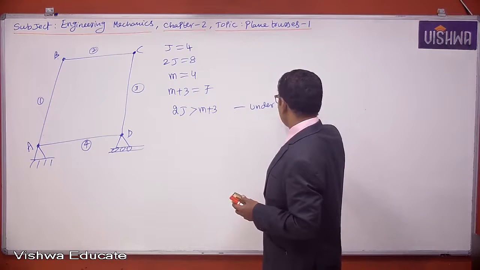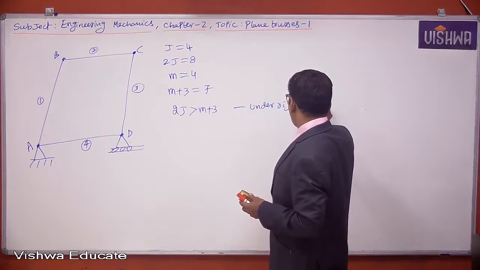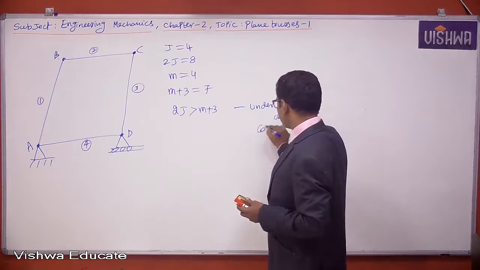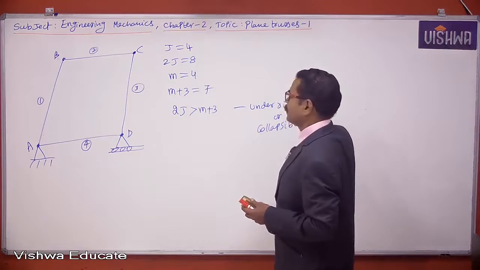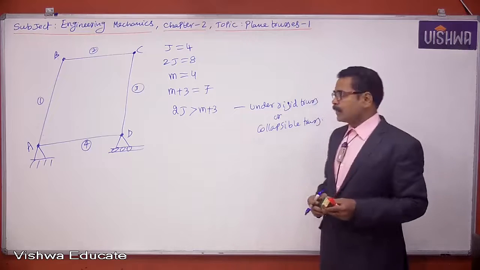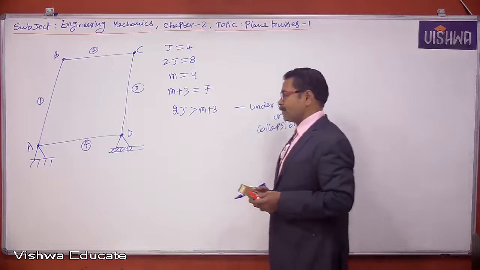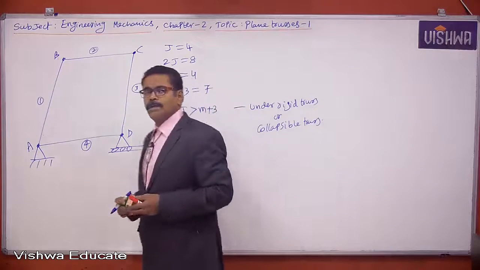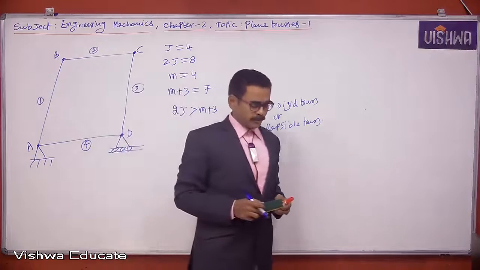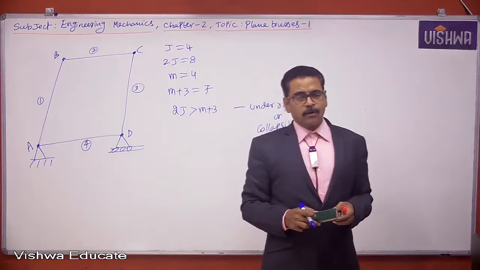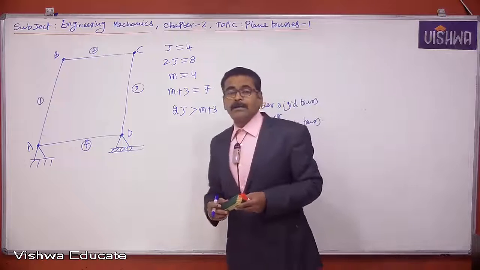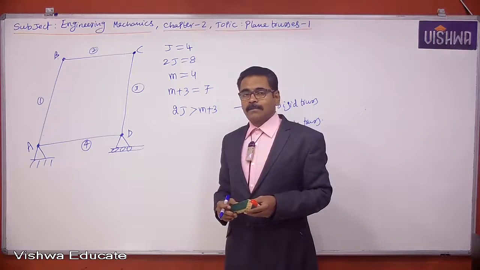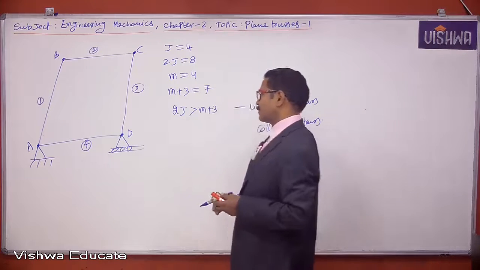Under rigid truss or collapsible truss. If you apply any load on this truss, immediately this truss will collapse. This truss cannot bear loads. If you apply any external load, this truss will collapse, or because of its own weight, it may collapse. So we never design under rigid trusses, right? This is very dangerous.